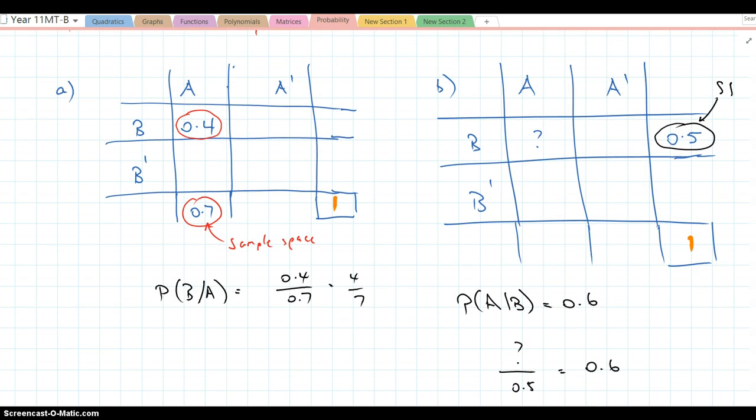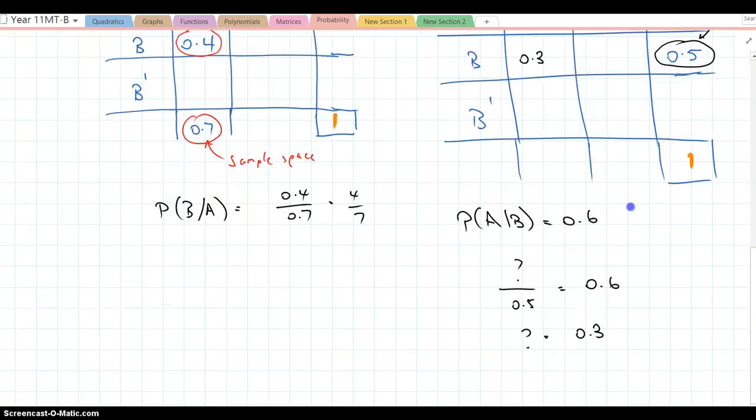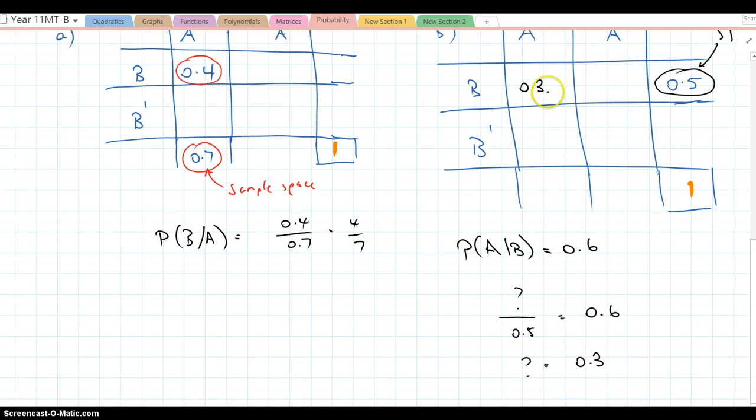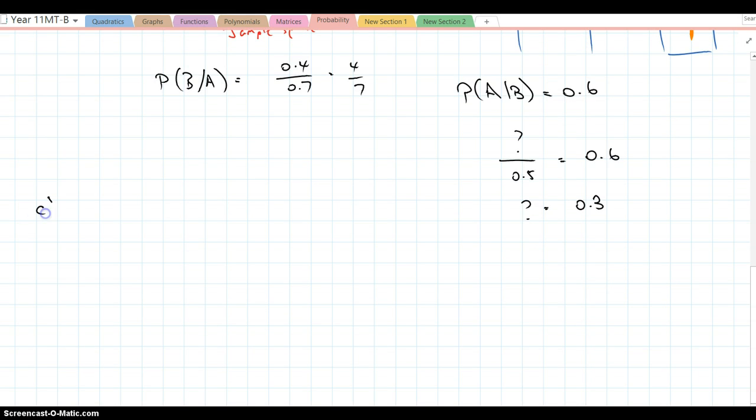So in here goes, not a question mark anymore, 0.3. And so the probability that A intersecting B is 0.3. So we've got that sorted out now. So if we look at it like that, and we're really focusing in on the sample space and trying to figure out our problems that way.